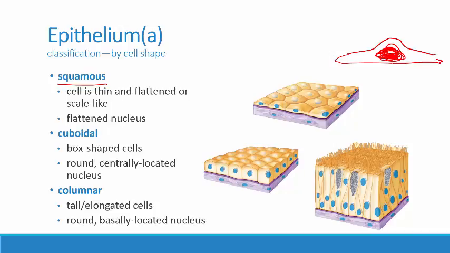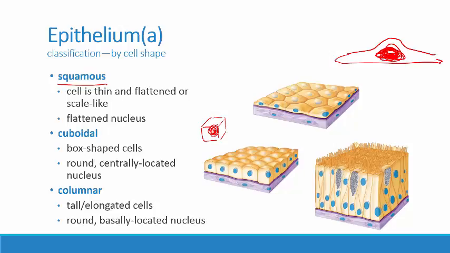The second shape is cuboidal, and cuboidal cells are roughly box-like. So if we think about that kind of a cell where the height, the width, and the depth are all roughly the same in a cuboidal cell, and because there's enough space inside the cell, the nucleus has a nice round shape generally, and it's usually located somewhere toward the center.